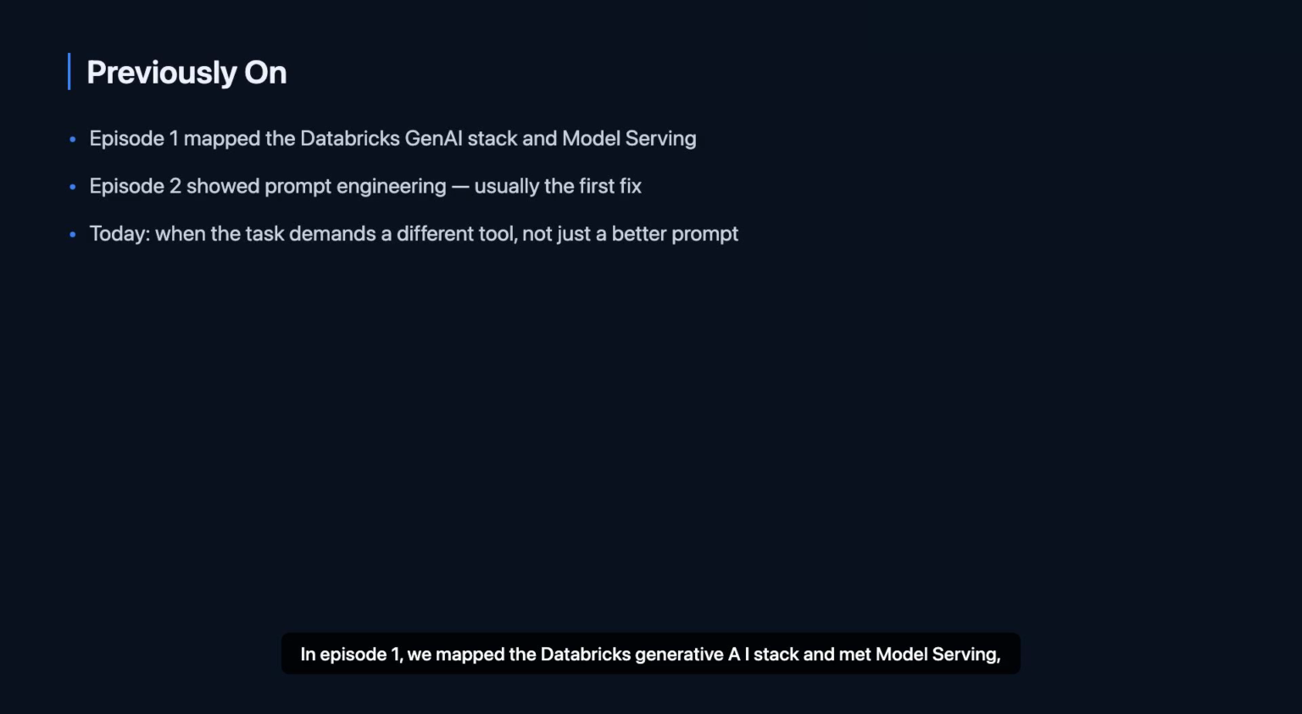In Episode 1, we mapped the Databricks generative AI stack and met model serving, the layer that exposes large language model endpoints to your agents and apps. In Episode 2, we learned that prompt engineering is usually the first fix you should try. Today we tackle model selection, for when the task itself demands a different tool, not just a better prompt.